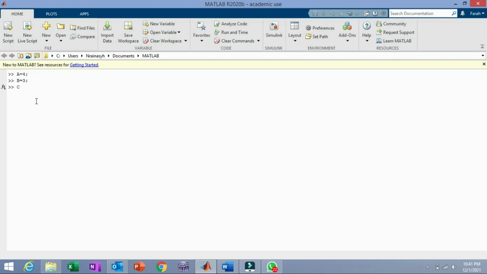Then we need to insert the formula to find the hypotenuse. So C, which is the side for the hypotenuse, C equal square root in bracket A power, A square, plus in bracket B square.